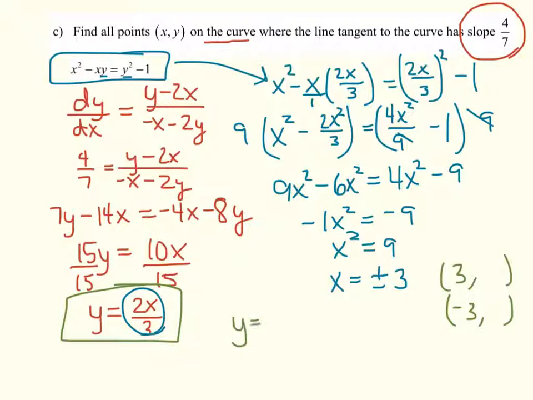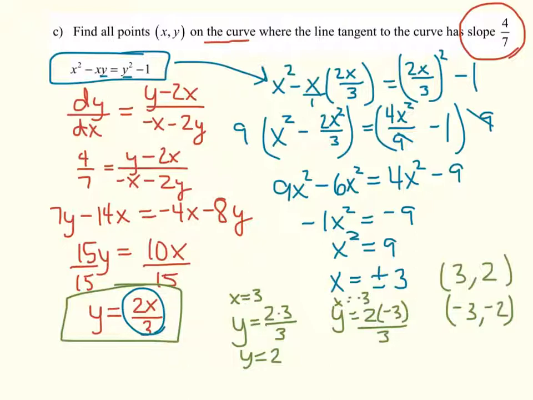So first, when x is 3, y equals 2 times 3 over 3. Well, that's simply 2. So when x is 3, y is 2. And the second one: now we have x as negative 3, so y equals 2 times negative 3 over 3. That's going to be negative 2. So when x was negative 3, y was negative 2. And there are our two points on the curve where the line tangent to the curve has a slope of 4/7.